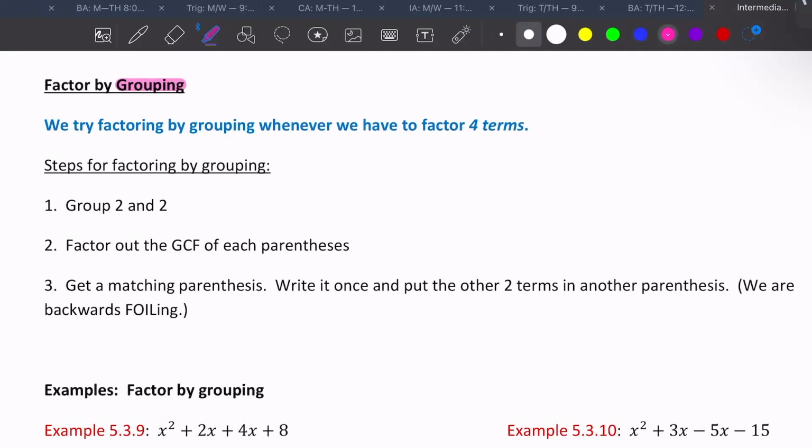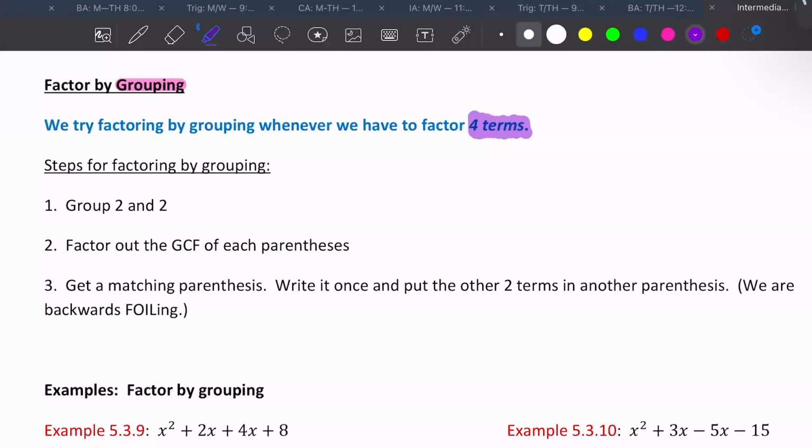We try to factor by grouping whenever there's 4 terms. There's going to come a point when you have 5 or 6 strategies to use. I'm not telling you to factor by grouping or factor by greatest common factor. I'm just saying factor, and you have to figure out which strategy you need to use. The way that you know that you need to group is there are 4 terms. And here are the steps to do that.